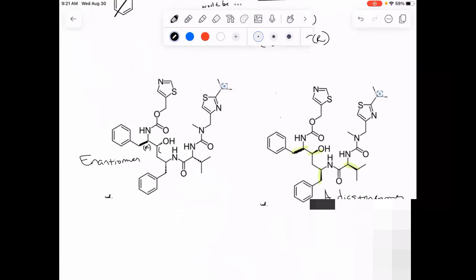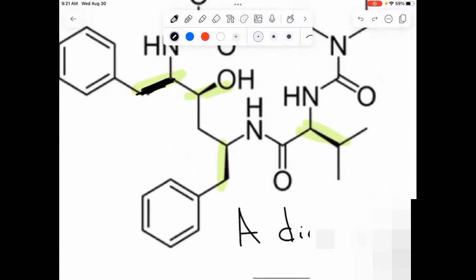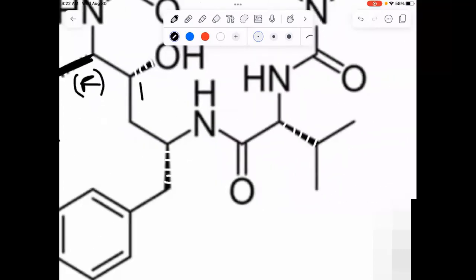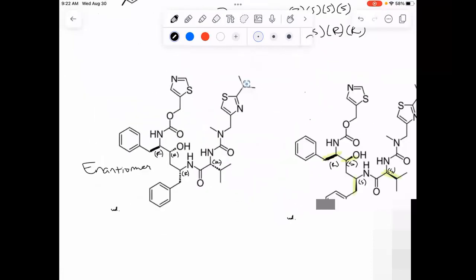Oh, sorry. That's the wrong one. Sorry about that. That would be R. The rest of these I haven't touched. So this would be one of those diastereomers, right? Where, again, you change one stereocenter and you leave the rest. In the enantiomer, it would be everything, right? Any questions about that?